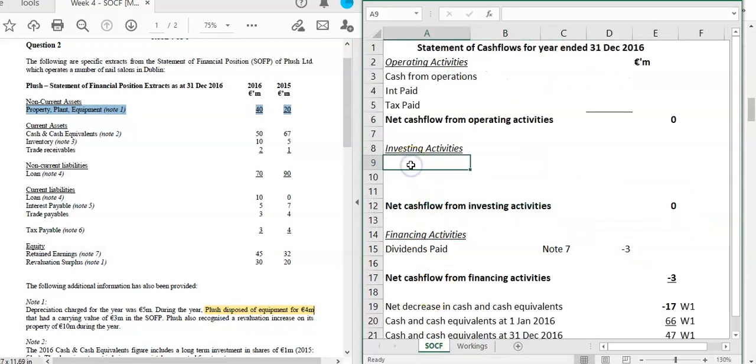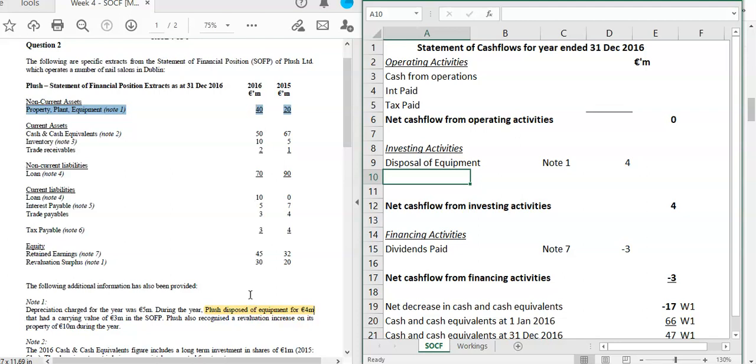So I'm going to put in investing activity, disposal of equipment. I'm going to say note 1, and I'm going to put in positive 4 million. That's coming from the disposal of equipment there. So particularly when you have a profit or loss in disposal, there's a lot of moving parts that you need to watch for.